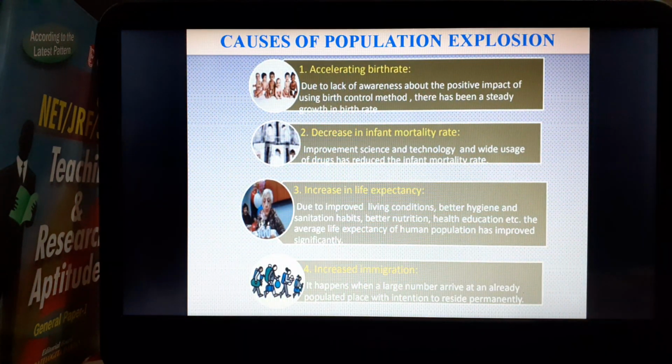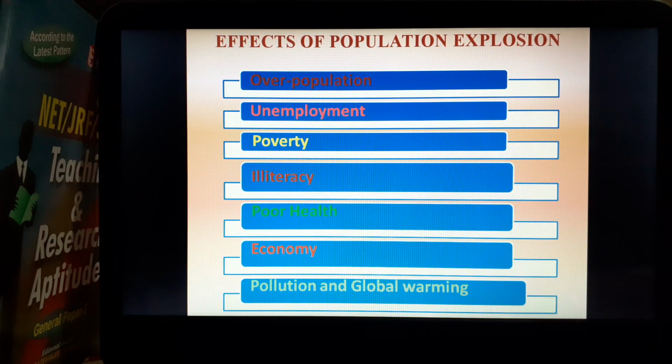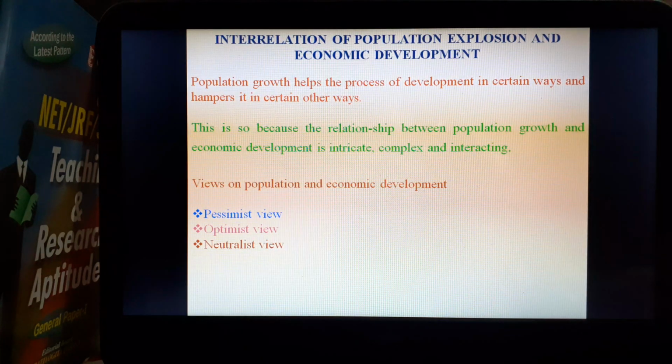What basically are the causes of population explosion, and this diagram automatically reflects it: accelerated birth rate, sometimes a decrease in infant mortality rate, it increases due to high life expectancy, and it increases due to I migration. It means people are coming from outside more and more. These are the different effects of population explosion. The first effect is overpopulation, second unemployment, third poverty, fourth illiteracy, fifth poor health, sixth economy, and the last one is pollution and global warming.